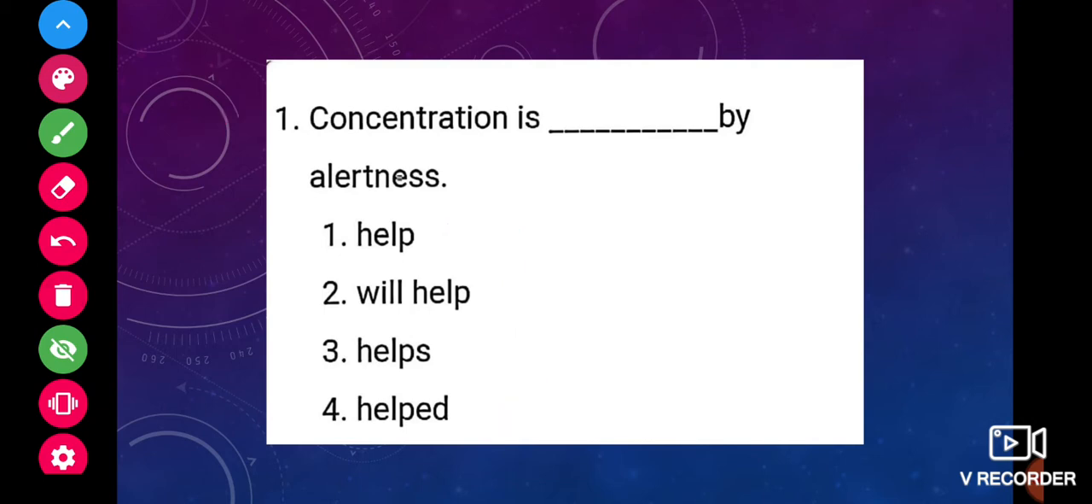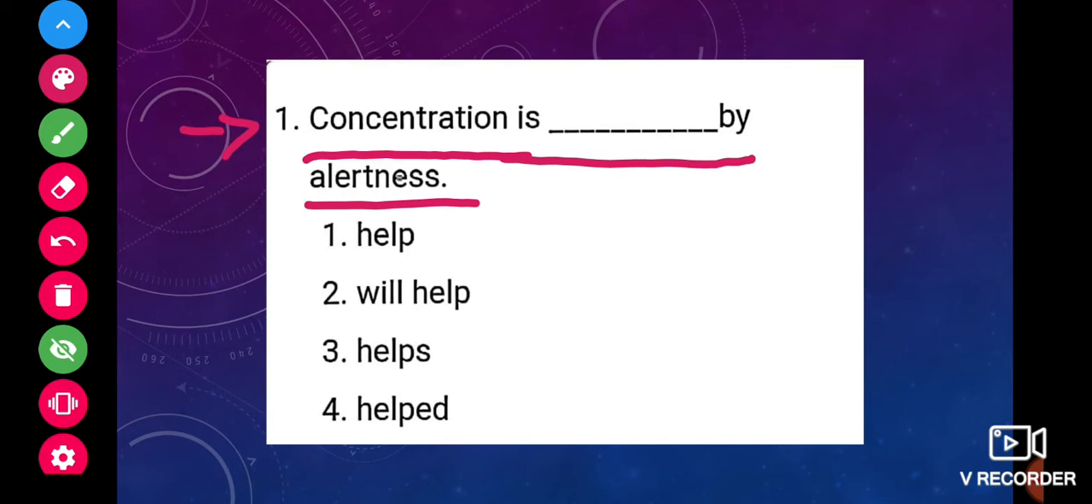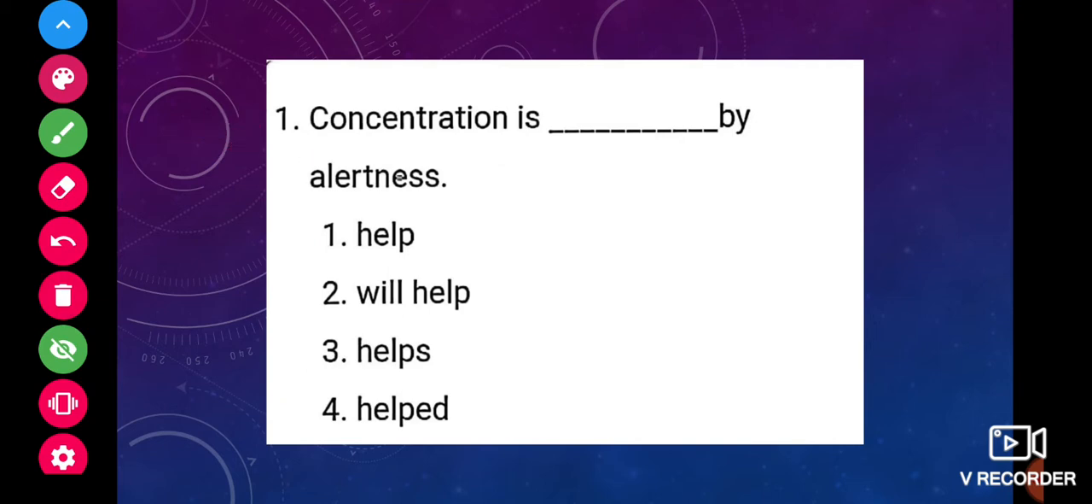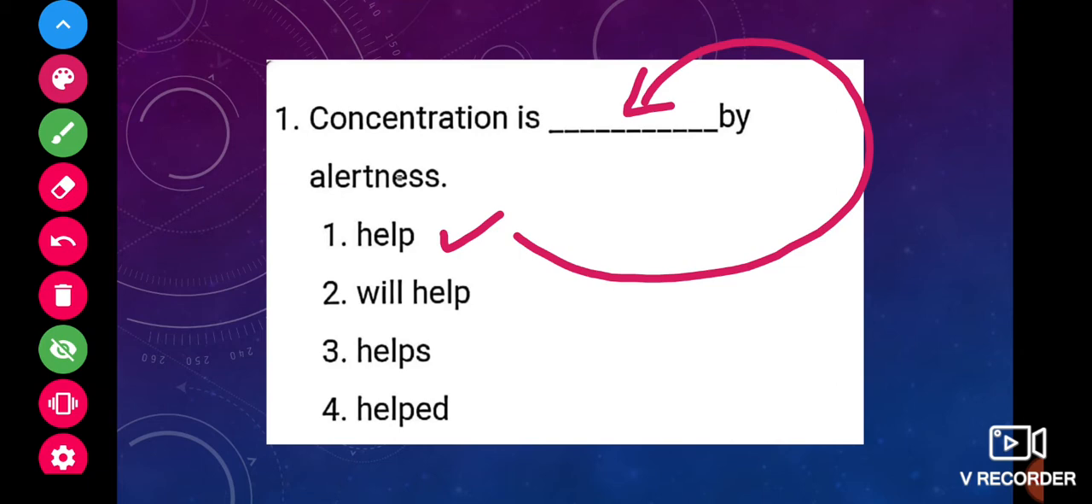So this is question number 1. Let us read it. Concentration is dash by alertness. Now we have these 4 options. We will look at them one by one. Let us look at the first option, help. And before applying this option here in the blank, let us look at the question once again. Concentration is dash by alertness.